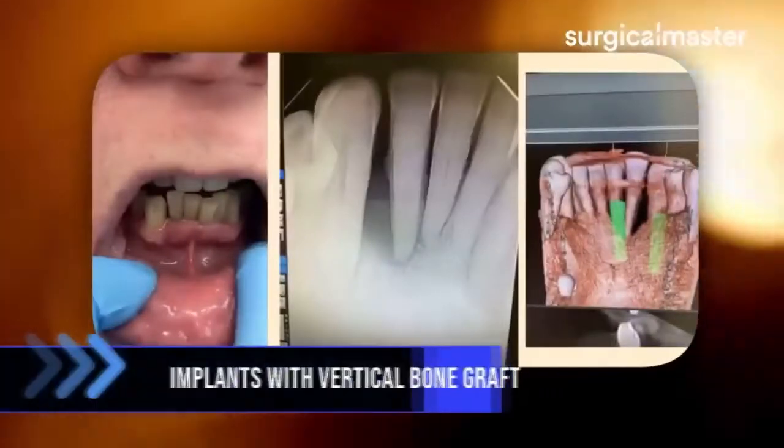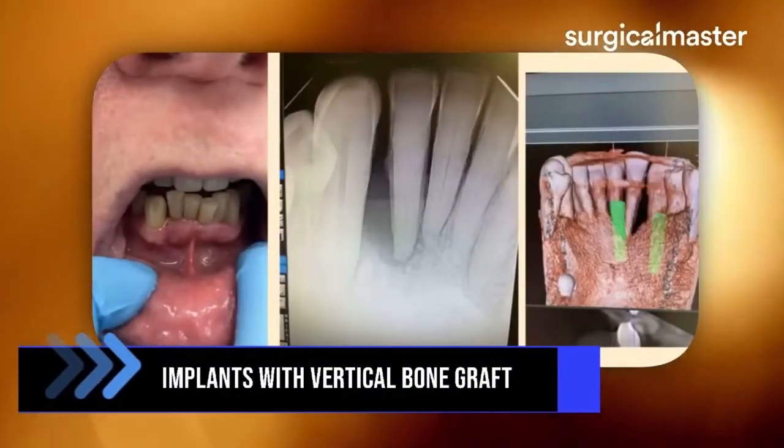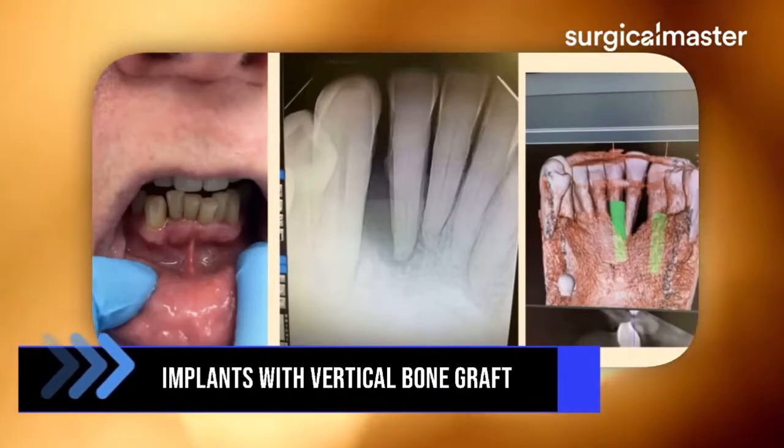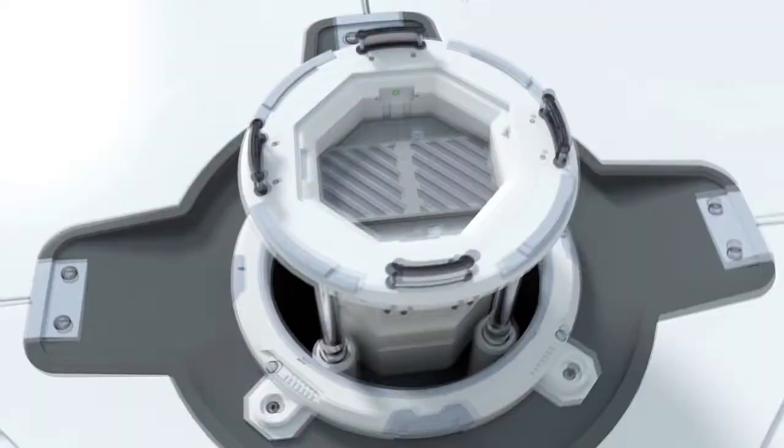Implants with vertical bone graft. So we want to place implants. We're losing multiple lower anterior teeth. Who of us doctors does not have this case in their practice?